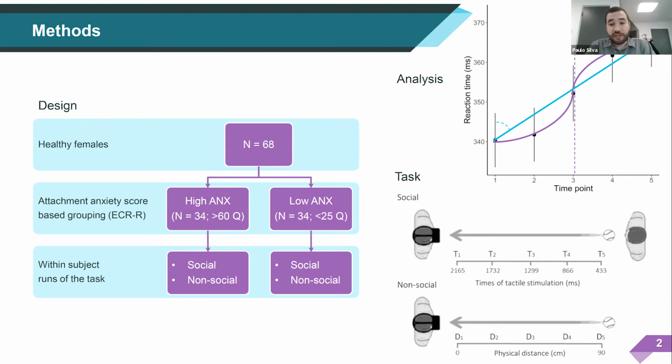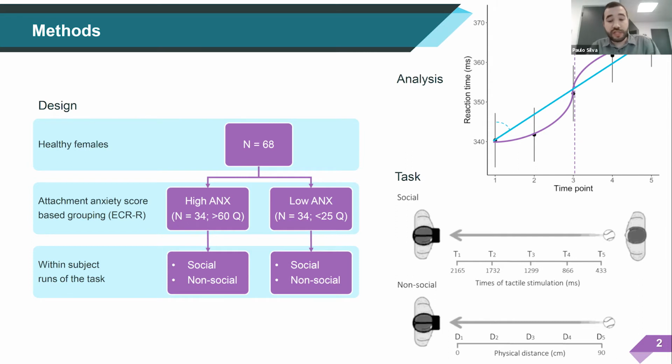In light of this, in the present study, we decided to investigate the modulatory effects of attachment anxiety on social peripersonal space. We focus on attachment anxiety as it is characterized by hyperactivation of attachment behavior involving worrying about rejection and the persistent checking for signals of support from others.